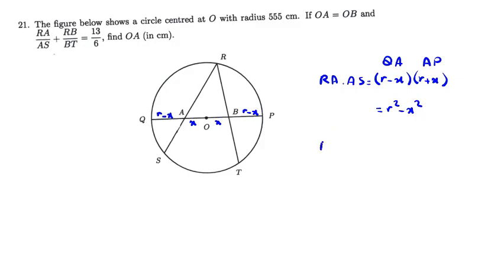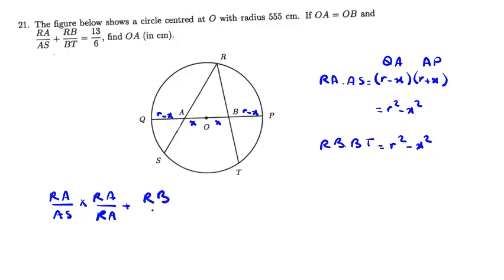RB times BT equals what? Again, similarly, you can say it equals r squared minus x squared. Here, RA over AS we have, so I multiply both RA and AS by RA over RA plus RB over BT times RB over RB. It is 1, this fraction. It equals 13 over 6.